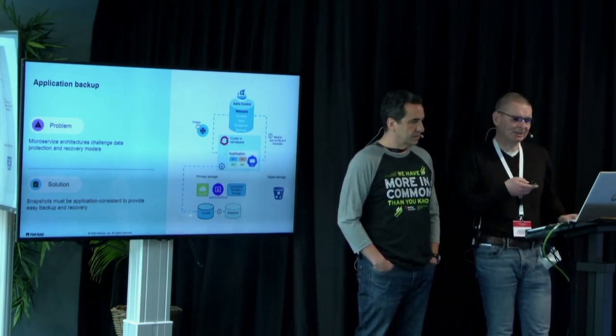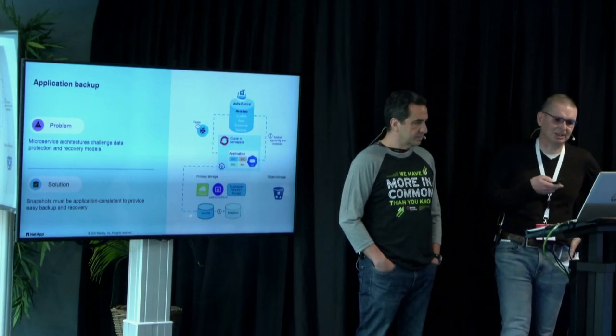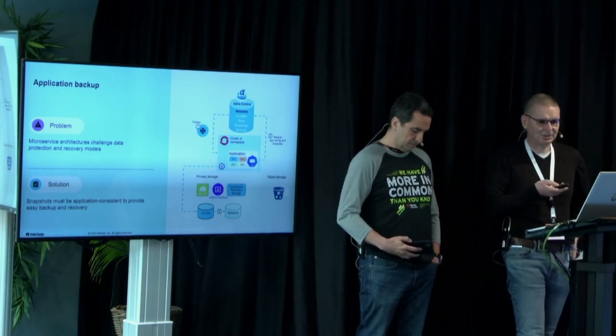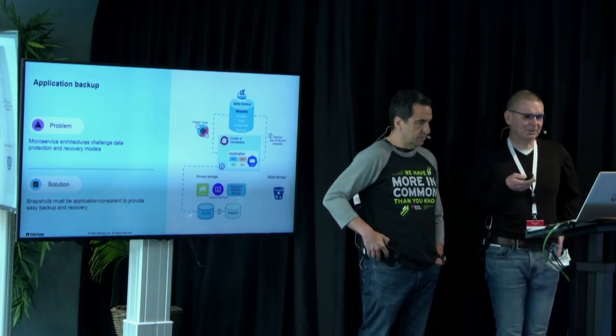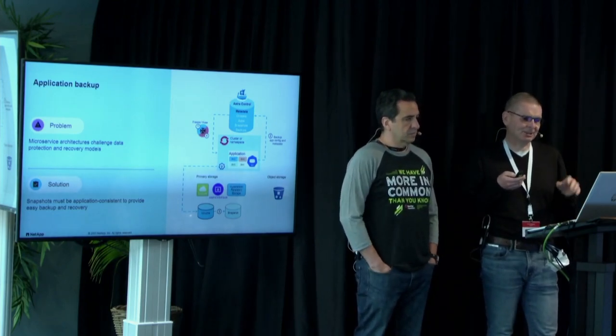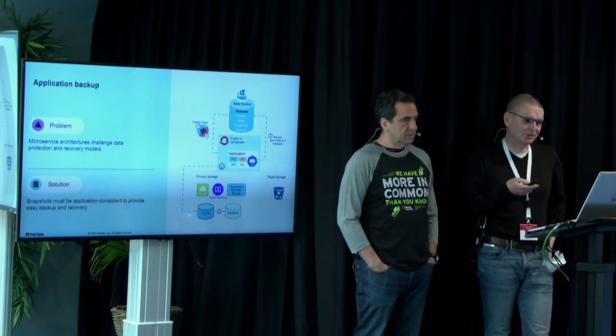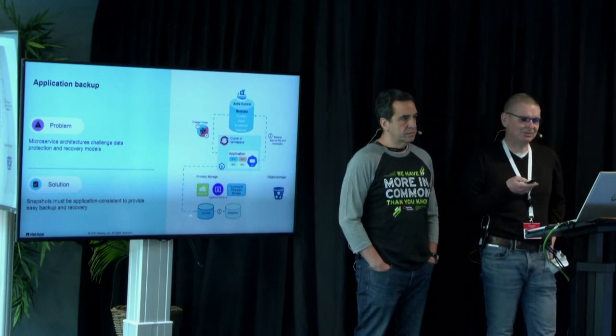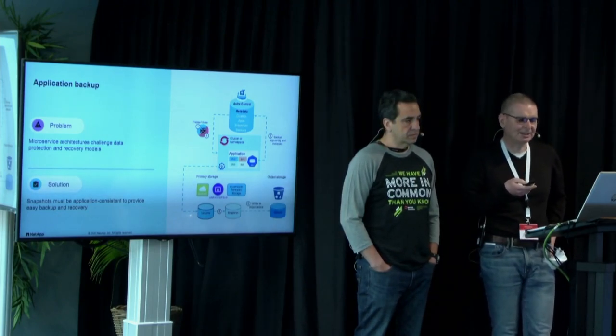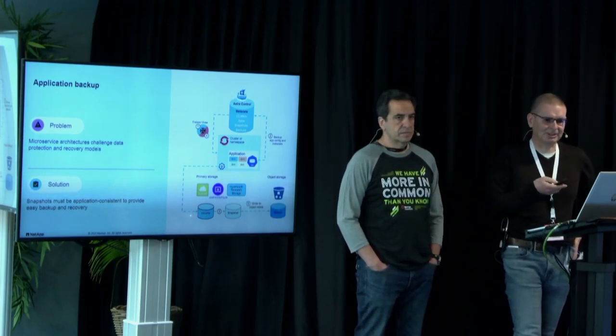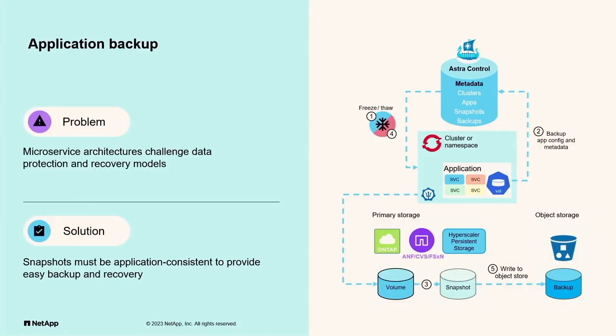So these can be backed by either NetApp storage or the hyperscaler's persistent storage. The snapshot operation is quick. Once the snapshot is done, Astra Control will unfreeze the application, so it will resume normal operation. And then in the background, it will start copying the data to external object storage.